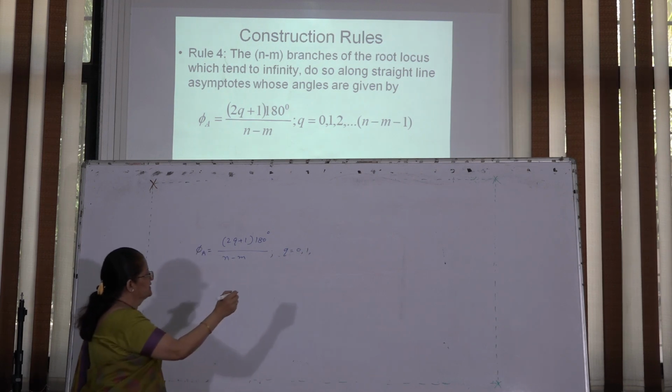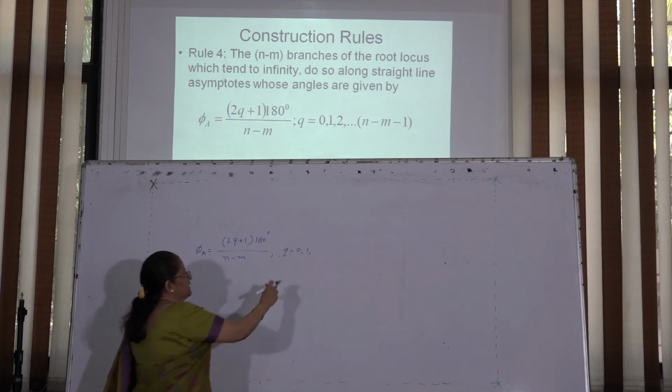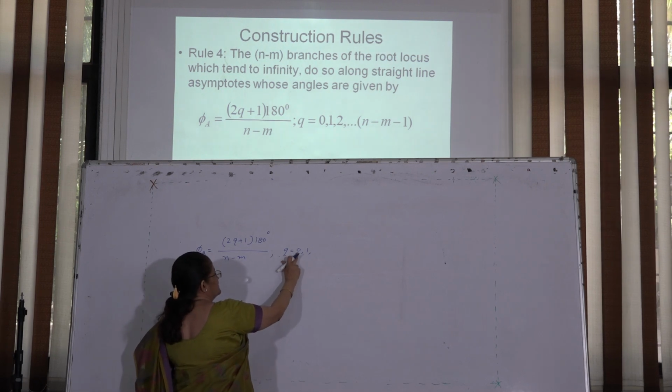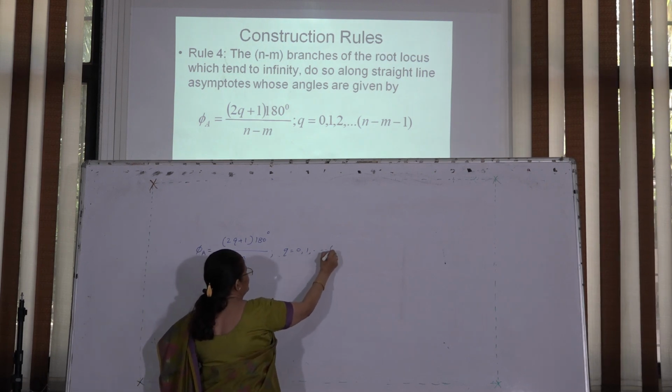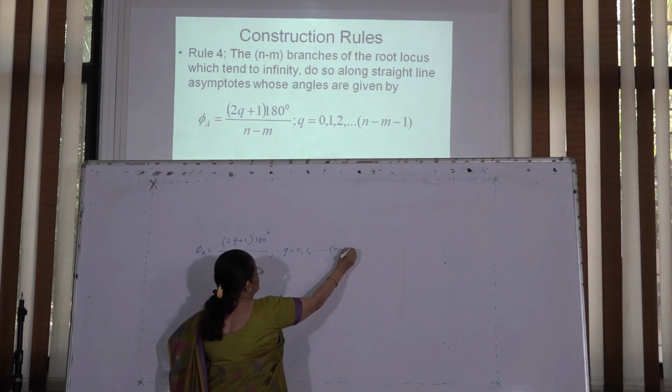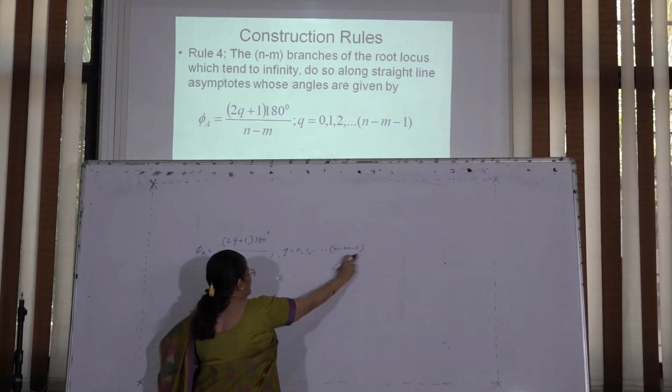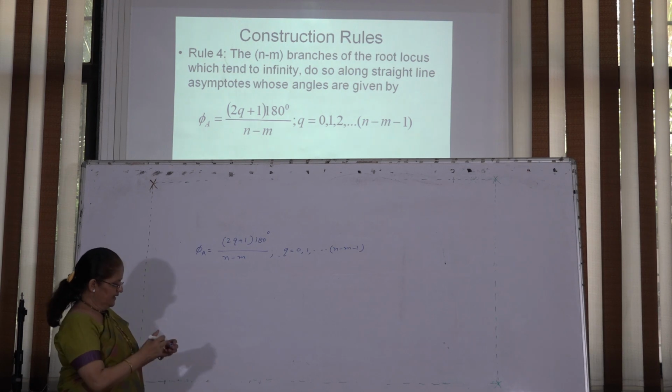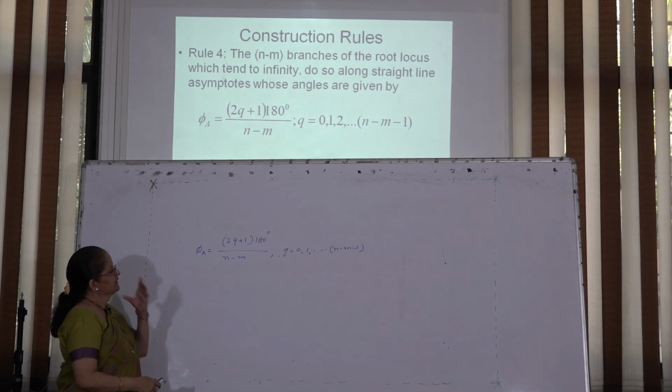How many branches are there? N minus m branches are there. So, q will start with 0. So, what will be the last value? The last value will be n minus m minus 1. So, total n minus m branches will be there. So, the q value is this.